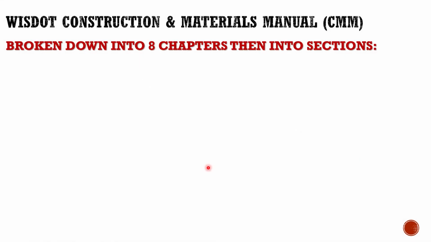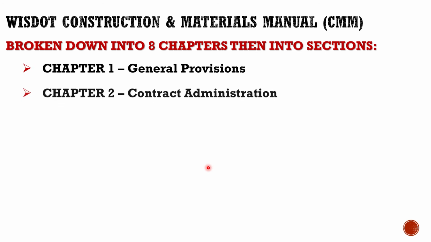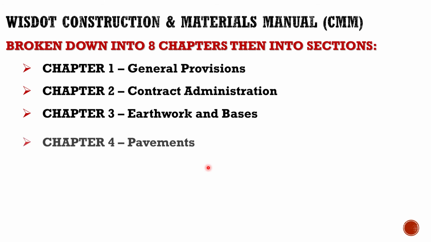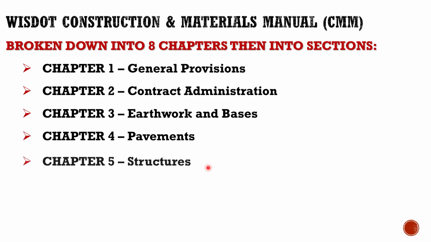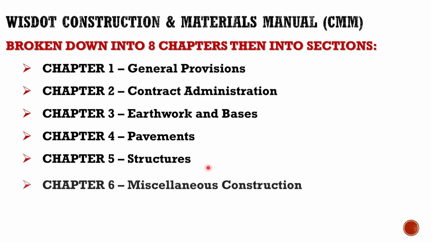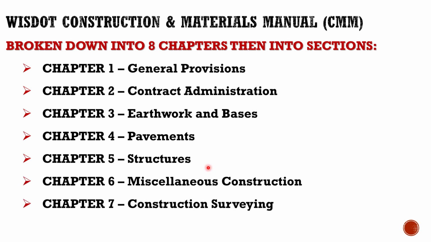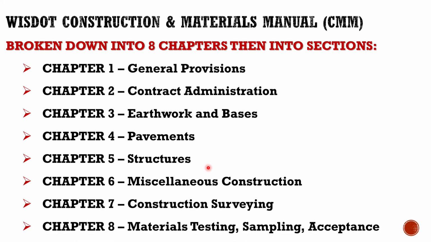Now, the Wisconsin Construction Materials Manual, the CMM, is updated every year. Chapter 1 is general provisions. Chapter 2 is contract. Chapter 3 is earthwork and bases. Chapter 4 is pavements. Chapter 5 is structures. Chapter 6 is miscellaneous. Chapter 7 is construction survey. And Chapter 8 is materials testing, sampling, and acceptance.